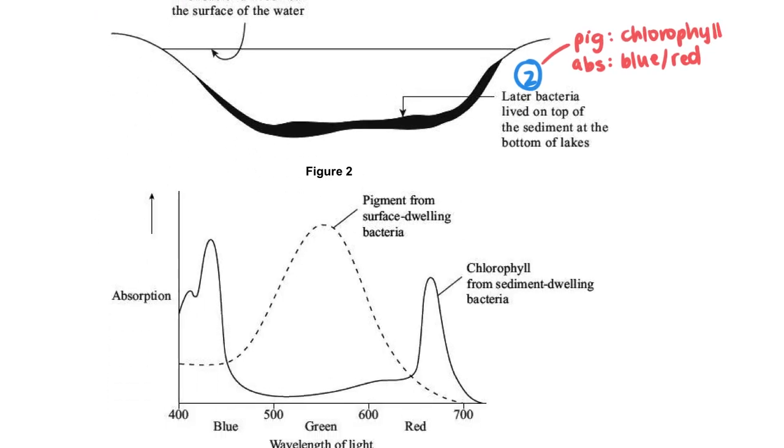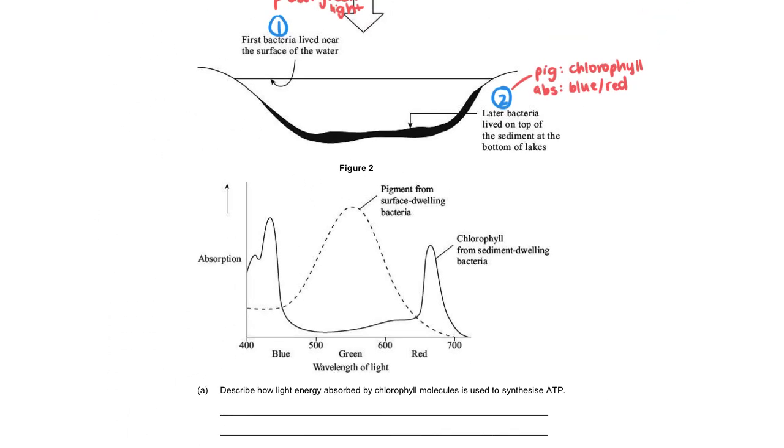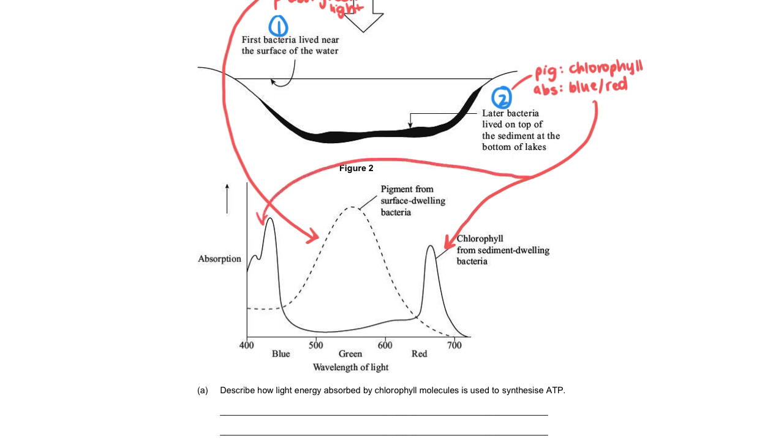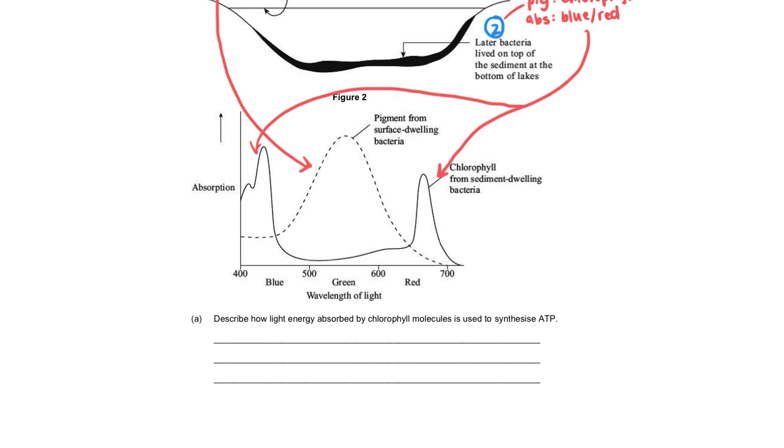So let's take a look at our graph and see what information we've got. And all this graph has done is tell us what the stem told us, but in a data format. So I can see that my purple-pigment surface bacteria absorb most of the green light, and the chlorophyll sediment-dwelling bacteria have got 2 peaks in the blue and the red spectrum of the light wavelengths.